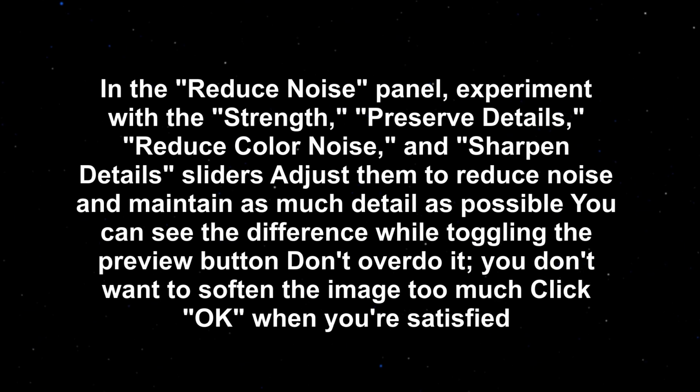In the Reduce Noise panel, experiment with the Strength, Preserve Details, Reduce Color Noise, and Sharpen Details sliders. Adjust them to reduce noise and maintain as much detail as possible. You can see the difference while toggling the Preview button. Don't overdo it. You don't want to soften the image too much. Click OK when you're satisfied.